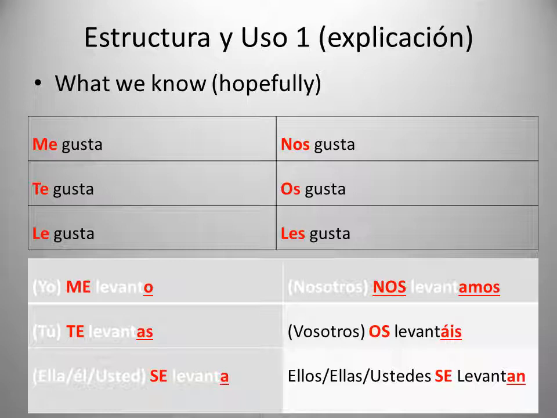So if I have the verb levantarse, and notice it has a se on the end of it, meaning that it's a reflexive verb. I get myself up. And what happens with the reflexive verbs that you'll see there in the book is that the doer and the recipient are the same person. So I get up.